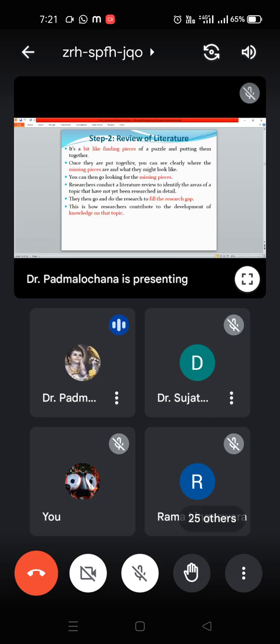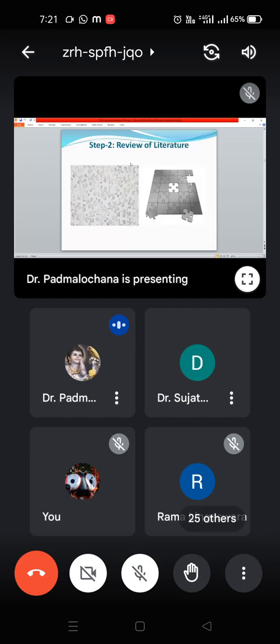If you put everything together, then clearly you can find the missing area. See, you can see it in my right-hand side picture. Only after putting it together can you find the gap. And that's why I'm telling you, study the literature, then you will find the literature gap.